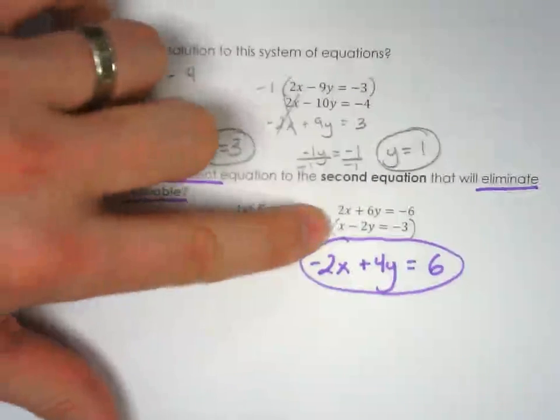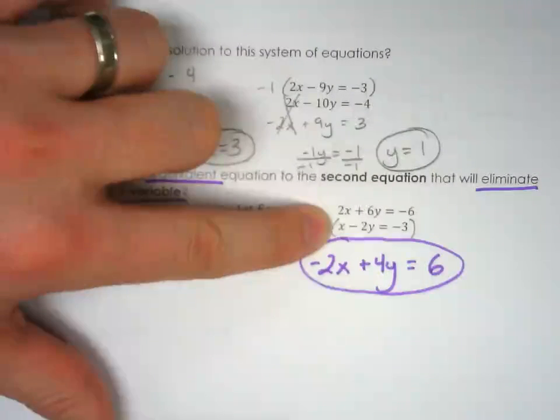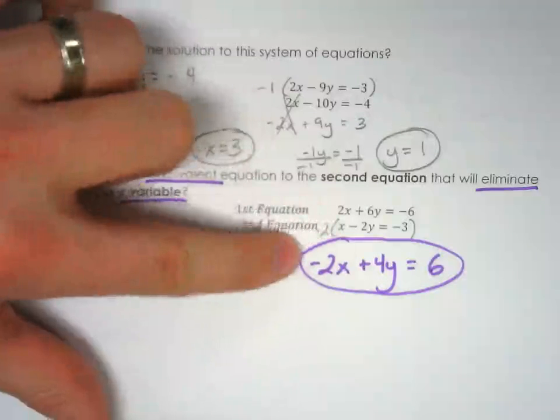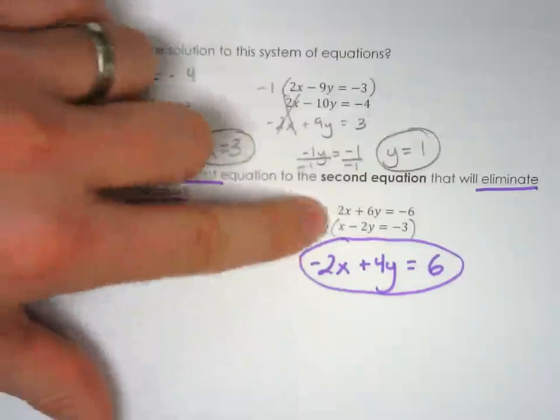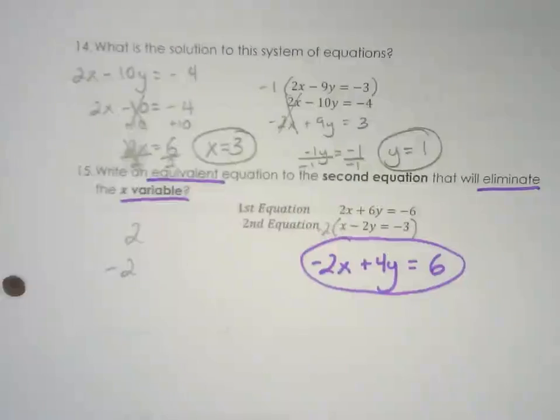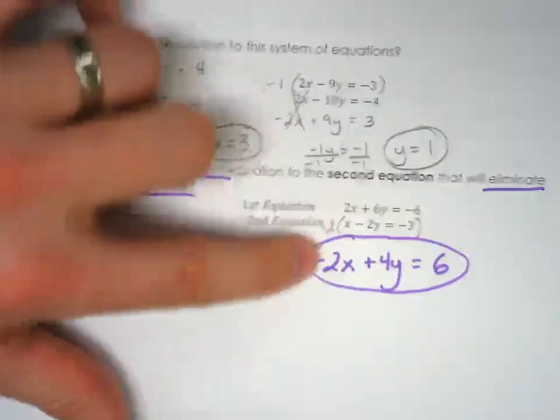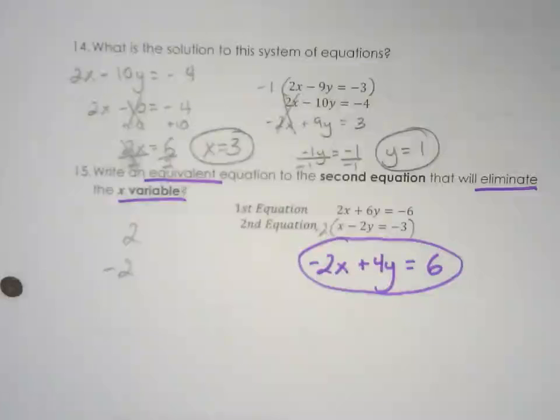Because what that means is this equation right here, x minus 2y equals negative 3, is the same thing as this equation right here, negative 2x plus 4y equals 6. It's just that we multiplied it by negative 2. And that's okay. That's what we needed to do in order to cancel the x's out of the first and second equations. So that's all we're looking for on 15 tomorrow on the quiz.